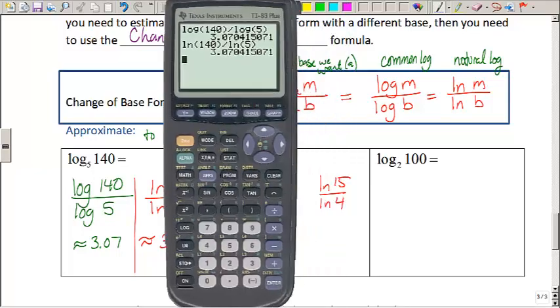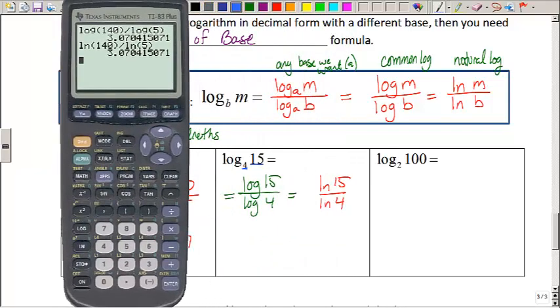So let's pull out a calculator again, and this time we're going to type log 15, close my parentheses, divide by log 4, close my parentheses, hit enter. I'm getting 1.95 rounded to the hundredths.